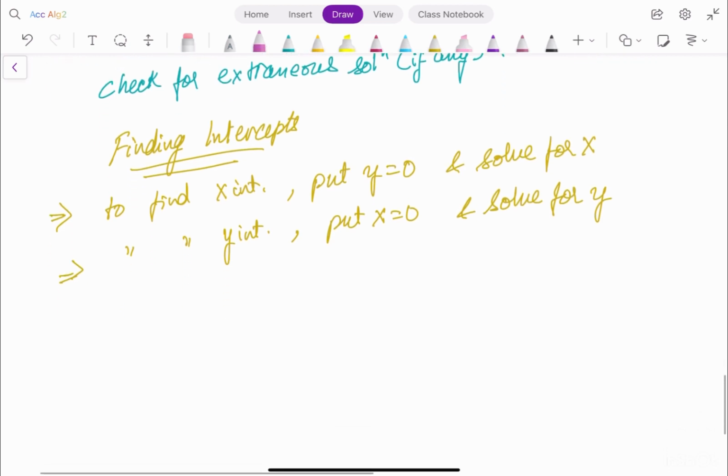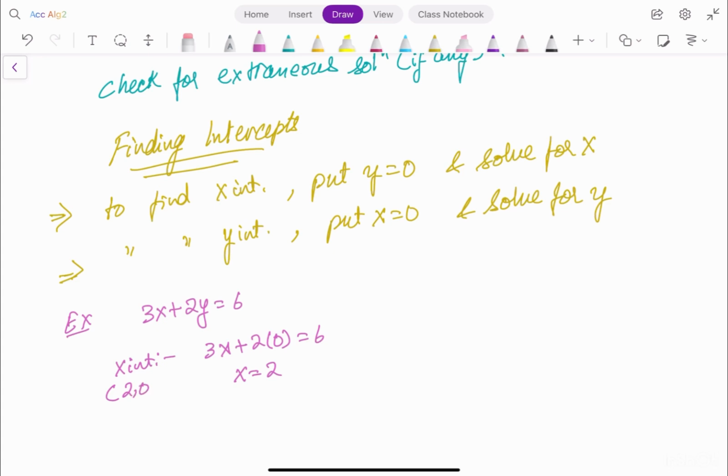And with this one example, we will solve for both the x-intercept and the y-intercept. So let's take 3x plus 2y is equal to 6. Now to find the x-intercept, what we have to do? We have to put y is equal to 0. So it will be 3x plus 2 times 0 is equal to 6, and then solve for x. If we solve for x, you will get the answer as 2. So the coordinate is 2 comma 0, and the x-intercept is always in the form of a comma 0. Similarly, we can calculate the y-intercept, but instead of putting y is equal to 0, we will put x is equal to 0. So you will get the coordinate as 0 comma 3.